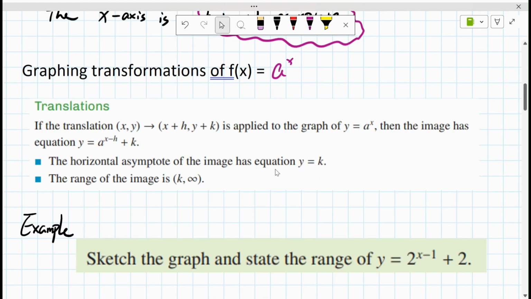All right, and then we're going to do some transformations. If you do translations, x can plus or minus h, and y can plus or minus k. So you can go from the original y equals a to the power x to the image, the equation y equals a to the power of x minus h, plus k. And I will show you the horizontal asymptote is actually y equals k, the last number. The range for the image will be from k to positive infinity.